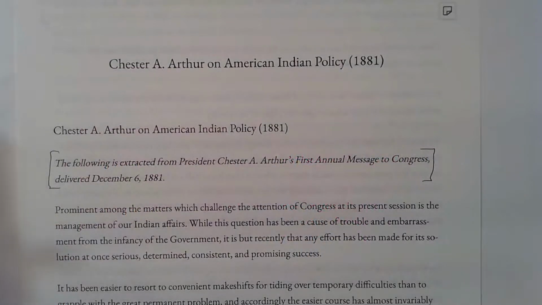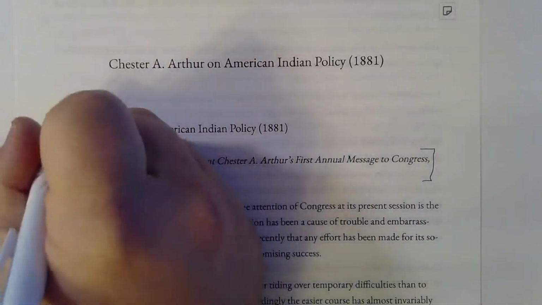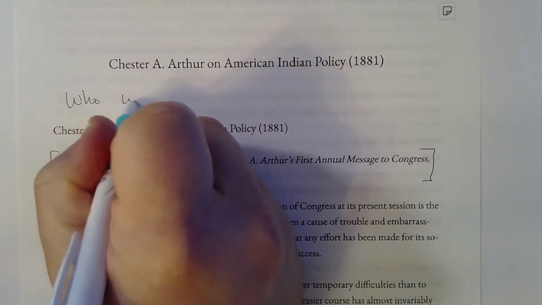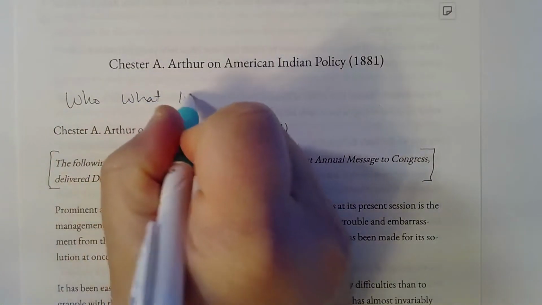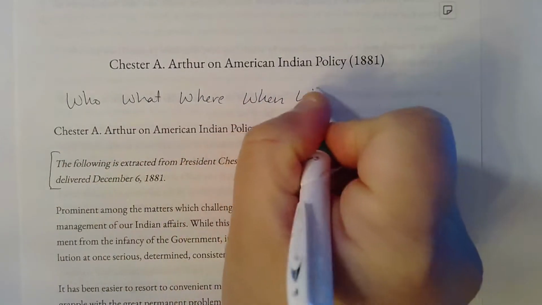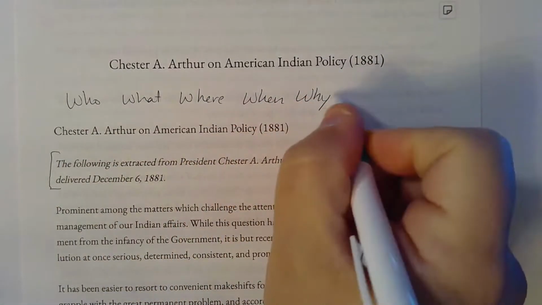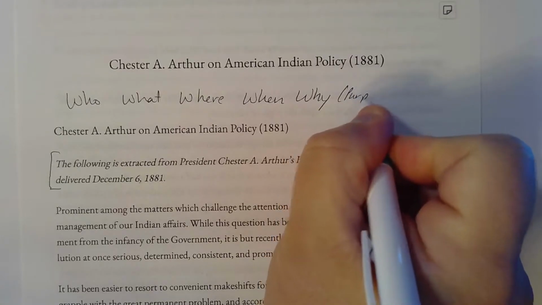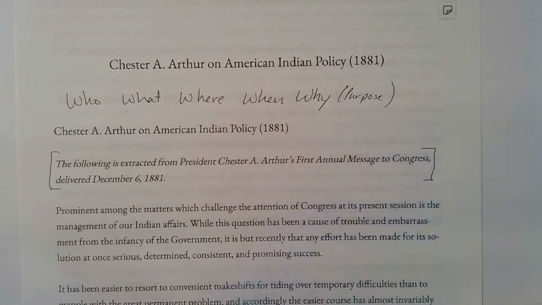So if we go to our primary source again, here it is. What information can we get out of this very brief introduction? Well, again, we're thinking about who, what, where, when, why. We could say, what's its purpose? And we're just asking this of the document itself.